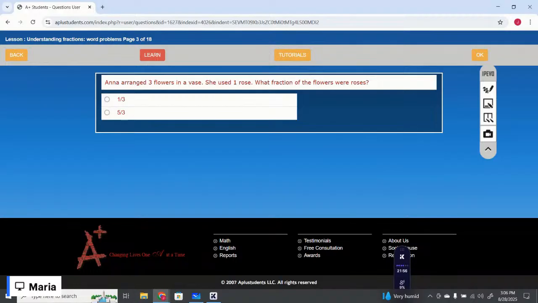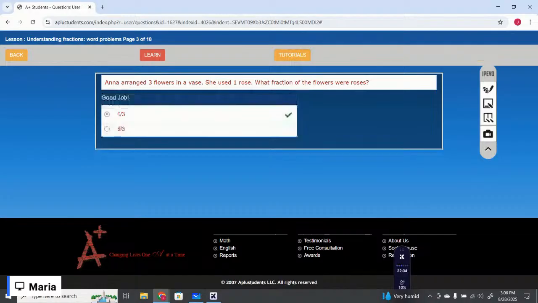Anna arranged 3 flowers in a vase. She used 1 rose. What fraction of the flowers were roses? So, which is the correct option? It would be 1 out of 3. Option number 1 is the correct option. Very good.